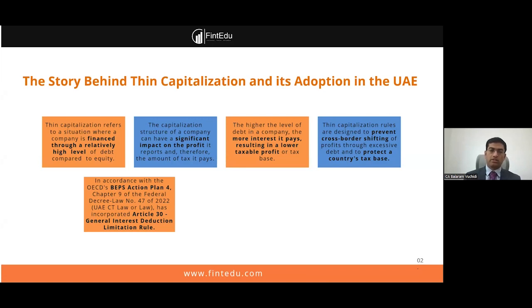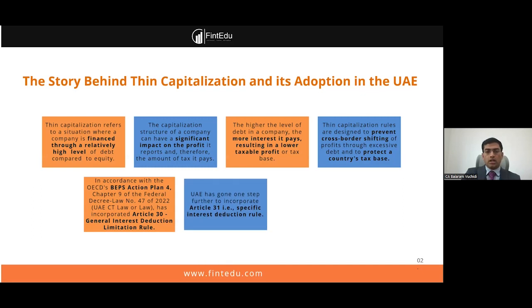In line with that BEPS action initiative, UAE also has brought in a rule with respect to thin capitalization. Under Article 30 of the corporate tax law, they have introduced the general interest deduction limitation rule. We'll talk about this rule in detail in the following slides. Not only that, the UAE has also introduced a specific interest deduction rule. This is specifically for the loans that have been taken within group entities, between related parties. We'll also look at this specific interest deduction rule.